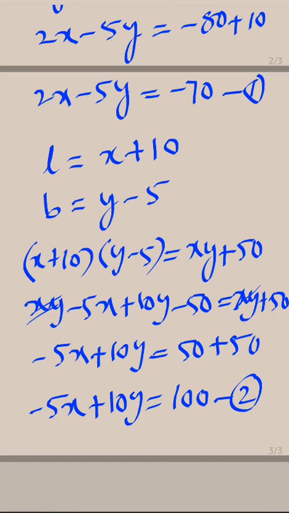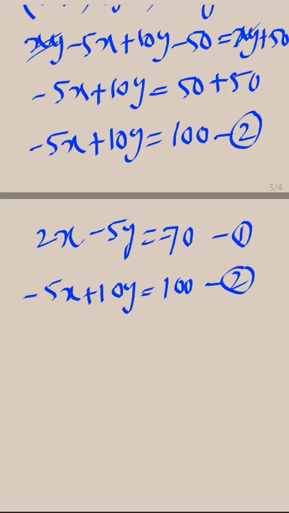Finally we got two equations. So this is very important in the word problems. So after finding these two equations, the pair of equations, how can we solve it? Solving means we have to find x and y values. So here I am going to use the elimination method.